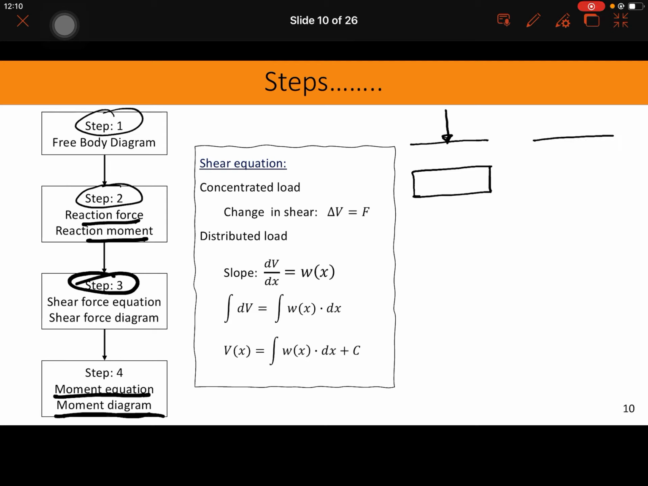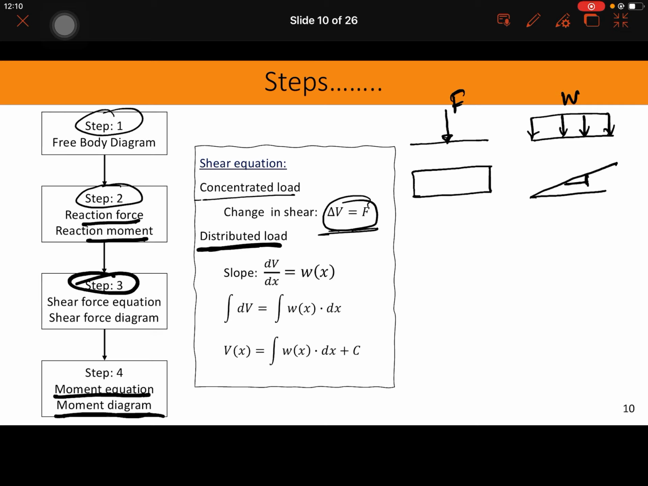Now if you have a beam with a distributed load, then your shear force diagram will be a straight line, just like this. However, there will be a slope, right? So let's say this is W, the distributed load, and your applied force is F, a single point force. Then for a concentrated load, the change in the shear is the magnitude of that force.